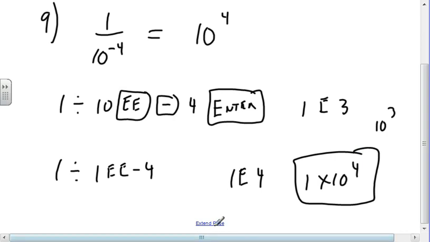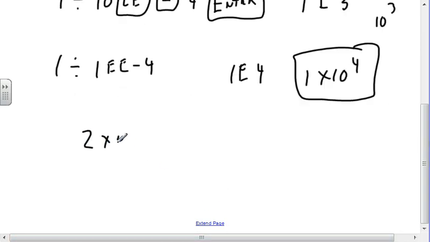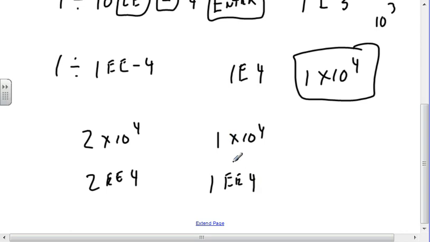Okay, so 2 times 10 to the 4th, you'd put in 2 exponent 4. 1 times 10 to the 4th, you'd put in 1 exponent 4. You wouldn't put 10 exponent 4, like I did, on purpose, to show you that I got the wrong answer. Yeah, sure he did. And I wasn't born yesterday. He messed that one up pretty bad.